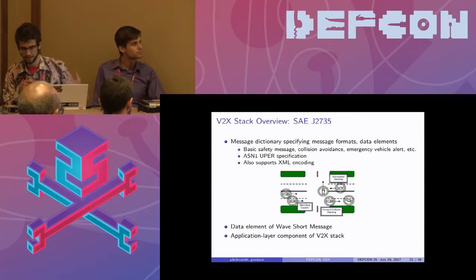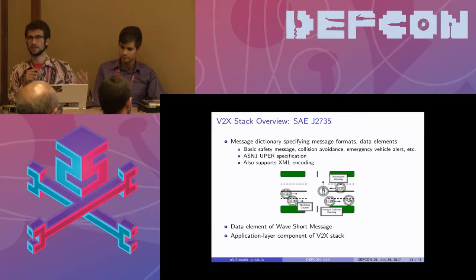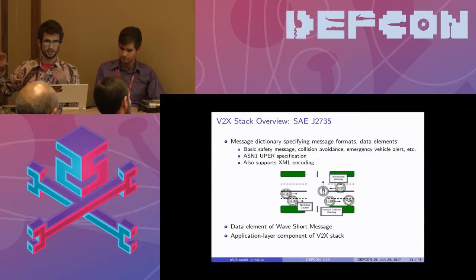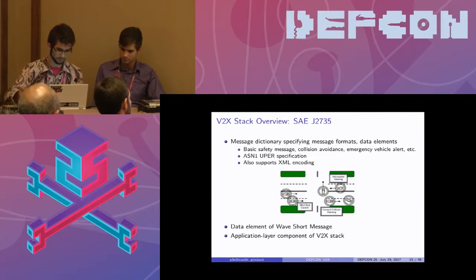And then J2735 is the application layer grammar and message dictionary that specifies the safety messages that will be used in interoperable V2V systems. The basic safety message is the one that has been most developed so far. These messages will be continuously transmitted at periodic intervals between all members of the VANET and include state information, things like the dimensionality, heading, and location of the car, such that you can perform behavioral optimization and dispatch reactionary actions to the vehicle bus to augment the behavior.